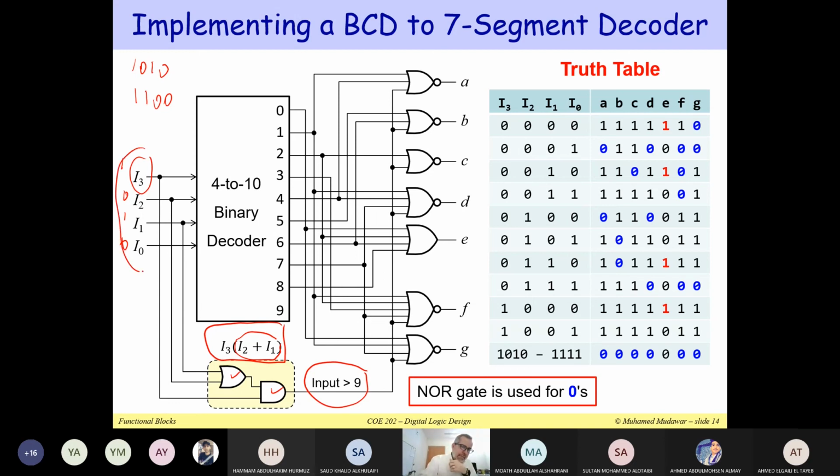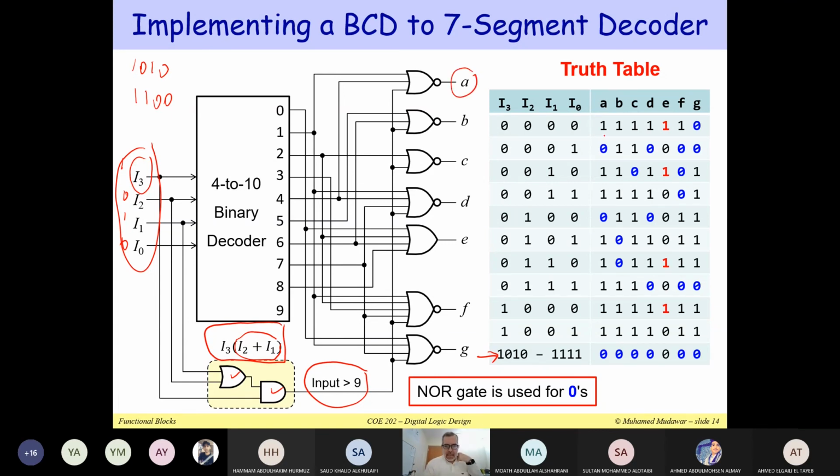This indicates that my input is greater than 9, from 10 to 15. So this will be for the last row. Okay, so that will indicate that my input is not BCD. Right. Let us implement here, for example, the output A.